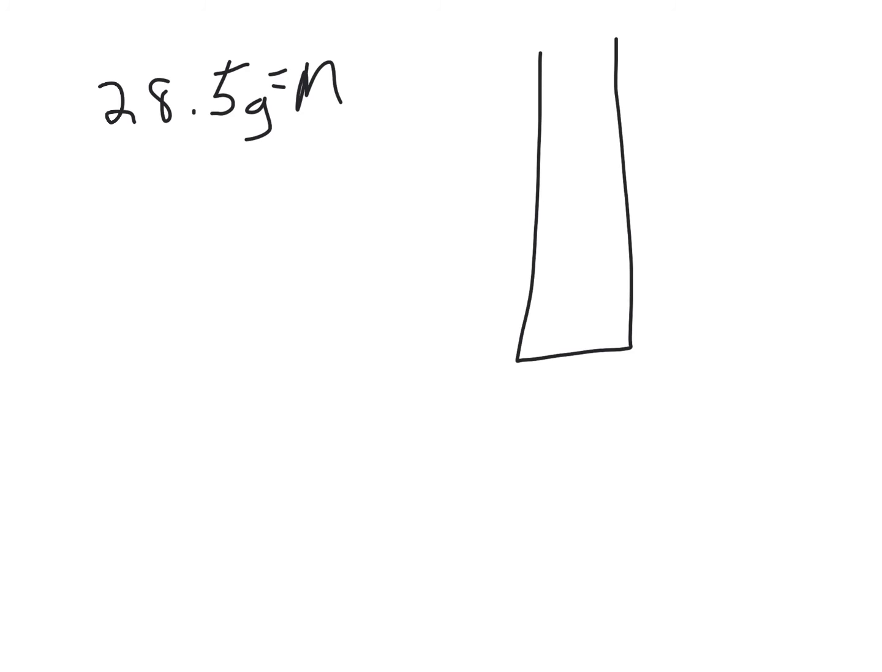Let's do number 14. Number 14, they're giving you 28.5 grams of iron, and this is your mass. Okay. And then they're giving you a graduated cylinder, and this graduated cylinder has water that fills up to 45.50 milliliters. Okay?